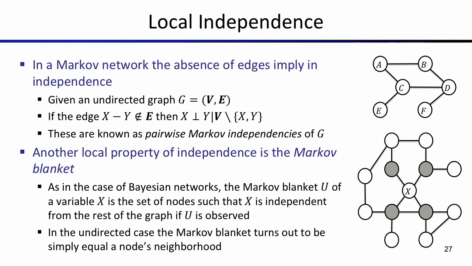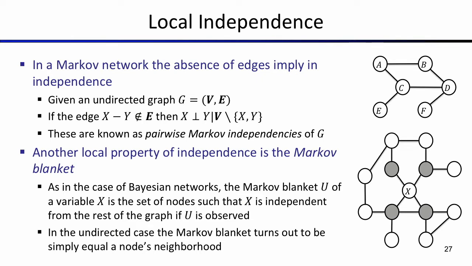So welcome back. This is our fourth video about Markov networks, and now we're going to talk about local independence. When we have a Markov network and we have a missing edge in the graph, it means that we have some sort of independence.